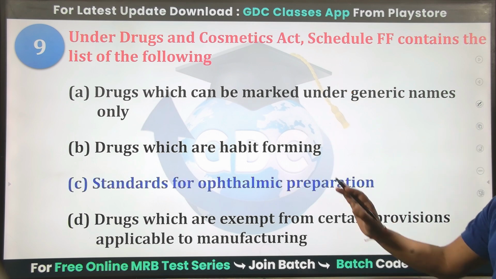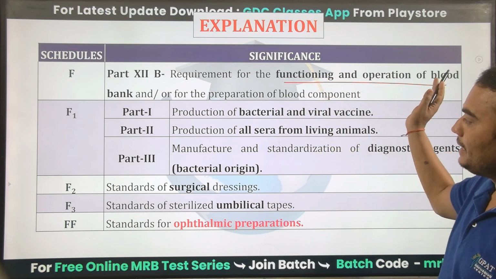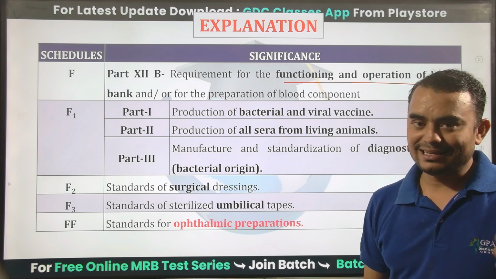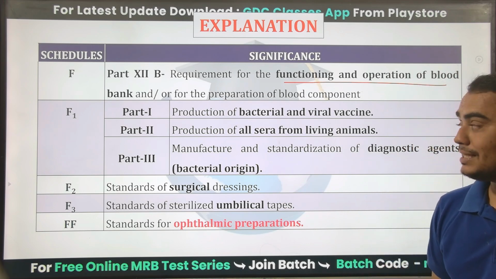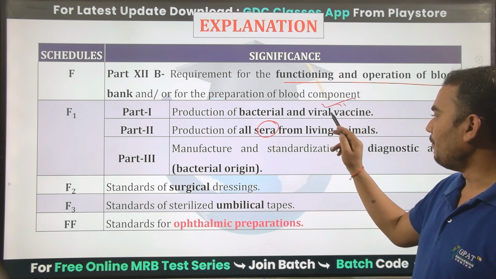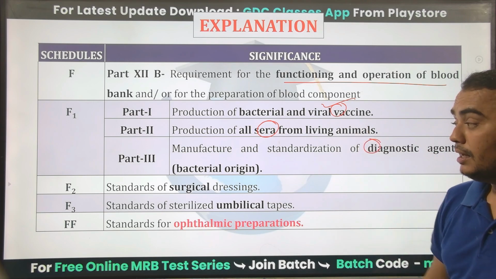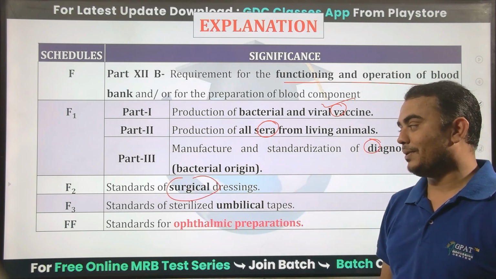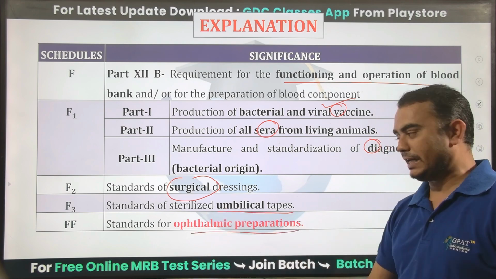Now FF is the standard for ophthalmic preparation. F is blood banks and their operations. F1 is vaccine, sera and diagnostic agents. We remember it as VSD: first we have the vaccine, then sera, V, S and D. Parts 1, 2, 3. F2, surgical dressing. Surgical has two threads, that was F2, surgical dressing. F3, umbilical tape. FF, ophthalmic preparation.